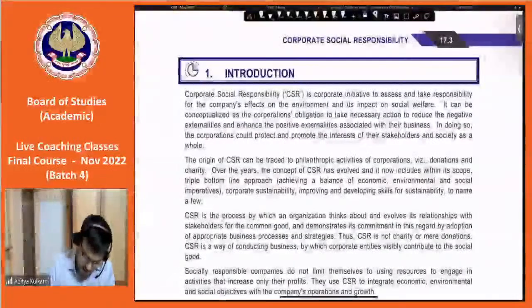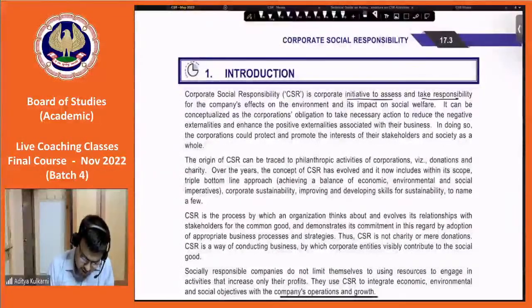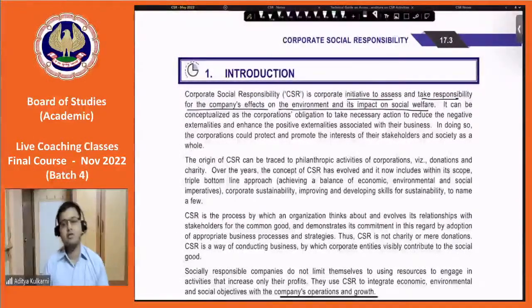It is an initiative to assess and take responsibility for the company's efforts on the environment and its impact on social welfare. So why was CSR introduced? Well, companies don't function in isolation. Companies will obviously take a lot of resources from the society or from the environment in which they operate. When I talk about resources, I don't necessarily mean only the good things from the environment and polluting it. It takes human resources also.